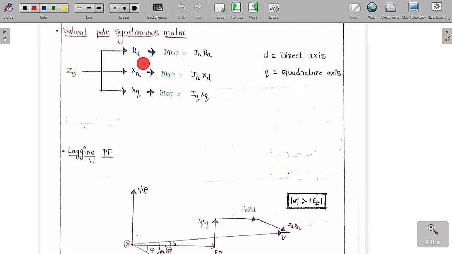The drop with respect to RA is IA into RA, the drop with respect to XD is ID into XD, and the drop with respect to XQ is IQ into XQ. Therefore, ID is the current along the direct axis, and IQ is the current along the quadrature axis. These are the three things you always need to keep in mind, and then we will see what happens for a lagging power factor.